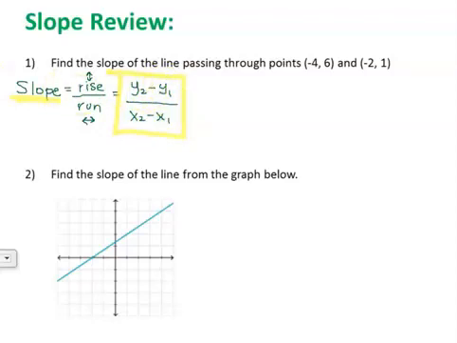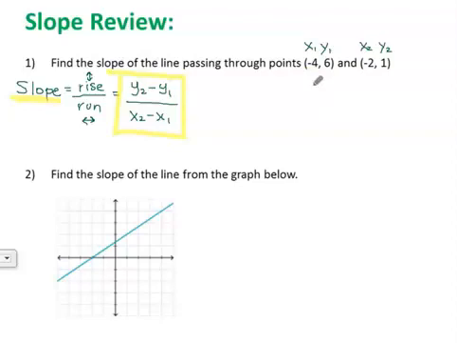So when you've got 2 points, like here, and this is what we want to find the slope between, the slope between point (-4, 6) and point (-2, 1). So this is our first point, so we would call this x1 and y1. This is our second point, so we call it x2, our second x coordinate, and y2, our second y coordinate. So now go ahead and try to find the slope between those 2 points.